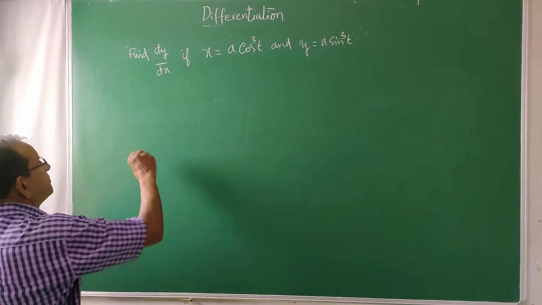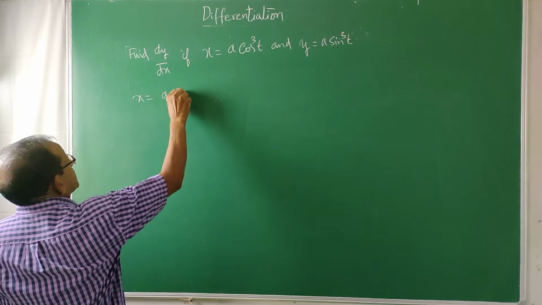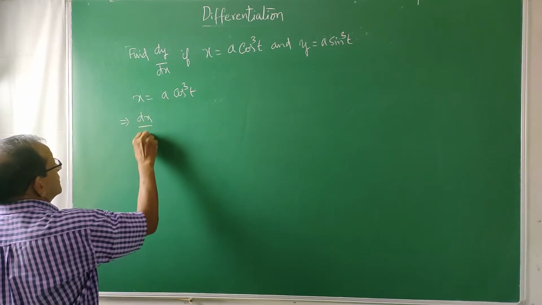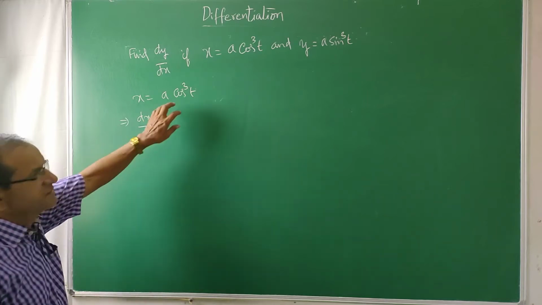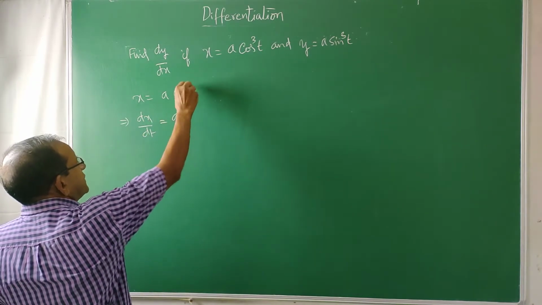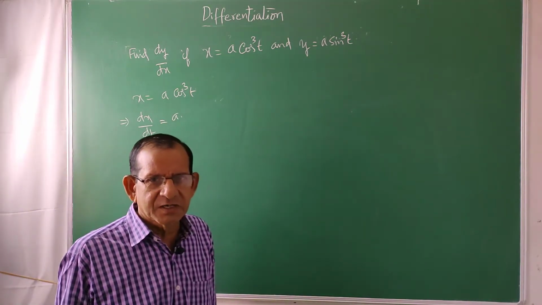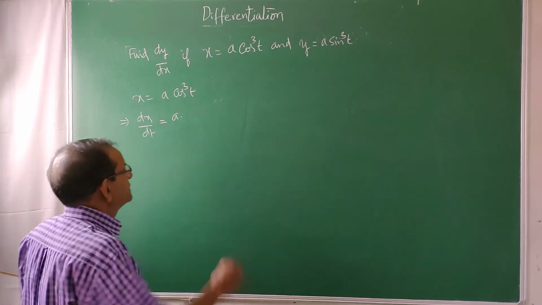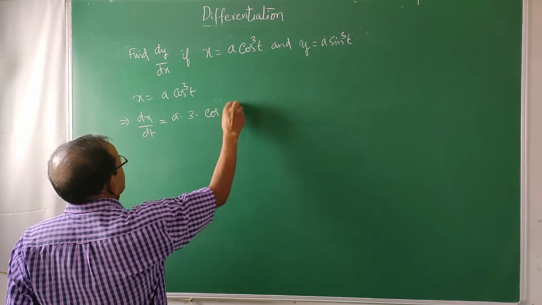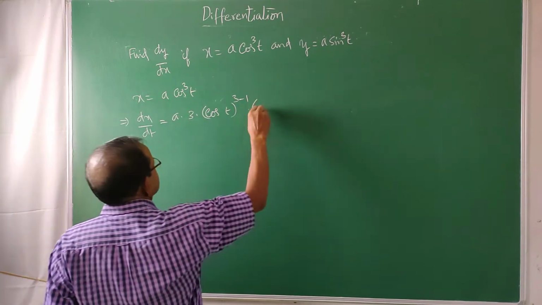First of all, you take x is equal to a cos cube t, implies dx by dt. That means we are differentiating this one with respect to t. A into cos cube t, with respect to power first. Cos t whole power n means n into cos t whole power n minus 1. That means 3 into cos t whole power 3 minus 1 into derivative of cos t, that is minus sin t.